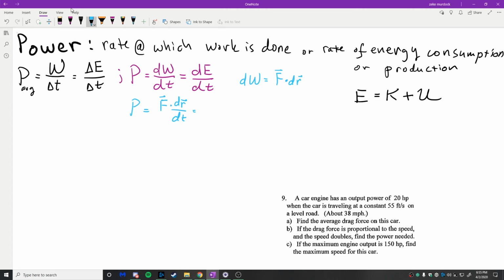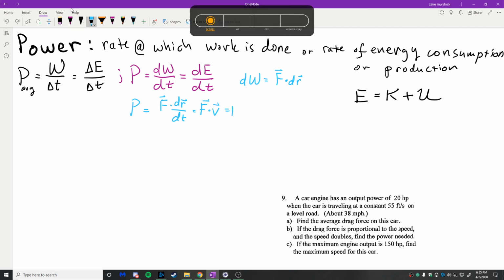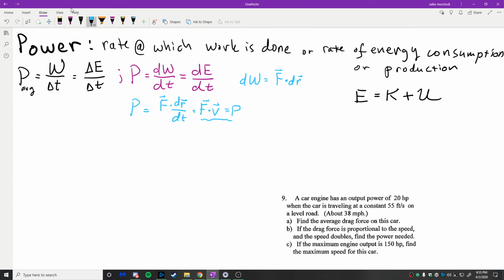What is dr/dt? r represents position. The time rate of change of position is just velocity. So this ends up being F dot v. That's another way to describe instantaneous power. This one ends up being the most useful for the problem we're going to do next. I don't like writing it with the other form, so we'll just leave it like that and underline it. So power is equal to force dot product with velocity.